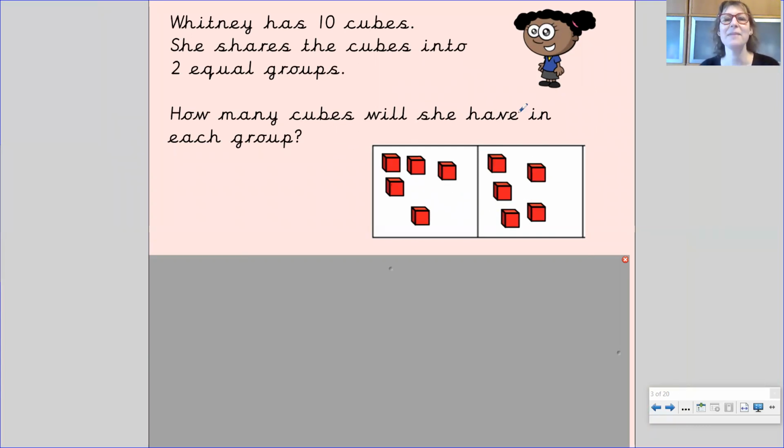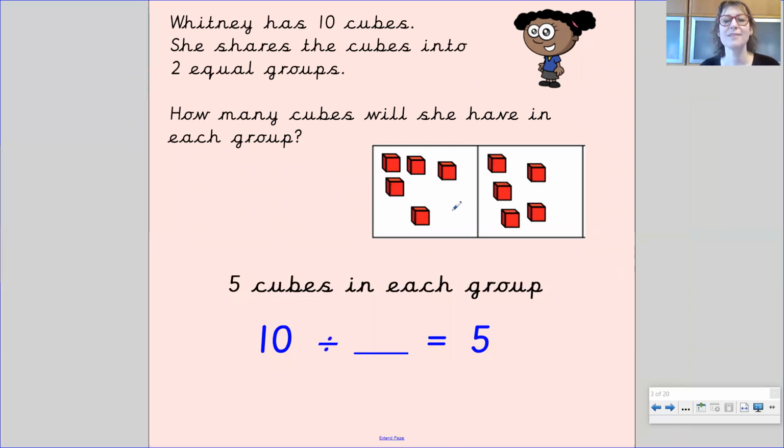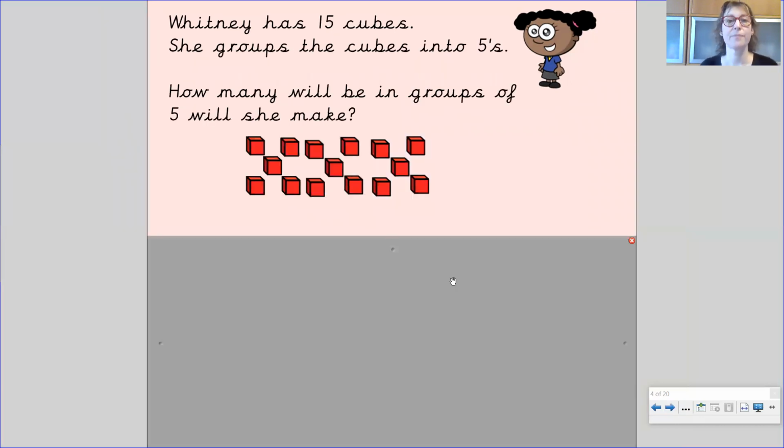Right, so how many cubes will she have in each group? I believe she's got 5 cubes in each group because I got it wrong. So she's got 5 cubes in each group. So she's got 10 altogether. She's divided that into 2 groups and she's got 5 in each group. So 10 divided by 2 equals 5. Can you say that with me? 10 divided by 2 equals 5. On to the next one.